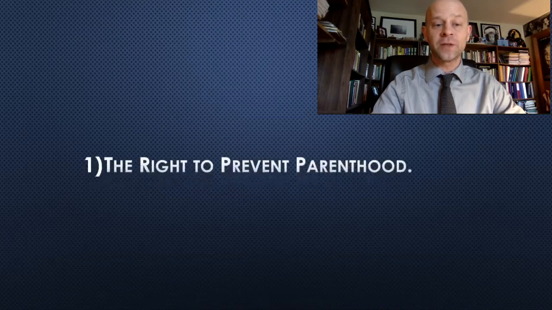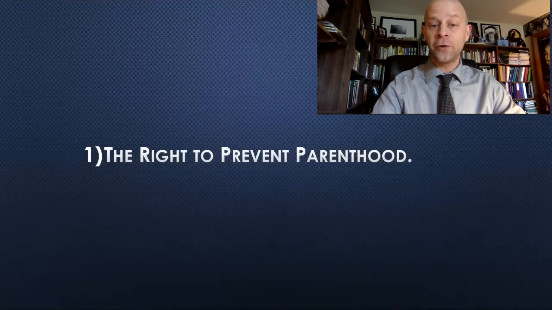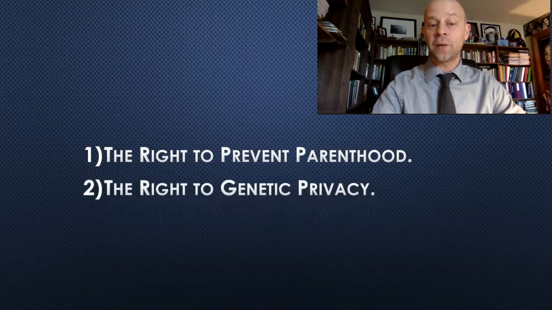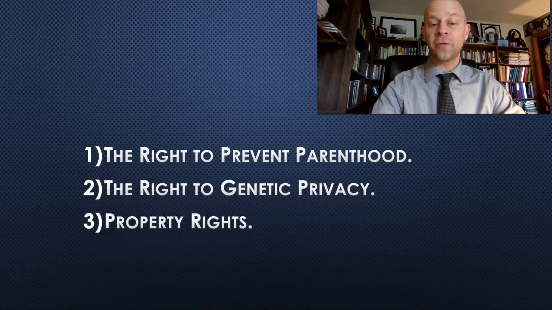as long as we understand the right to the death of the fetus as a collective right possessed by both biological parents. So just as a reminder, the three different arguments are the right to prevent parenthood, the right to genetic privacy, and property rights. So in this video, we're going to talk about the right to prevent parenthood.